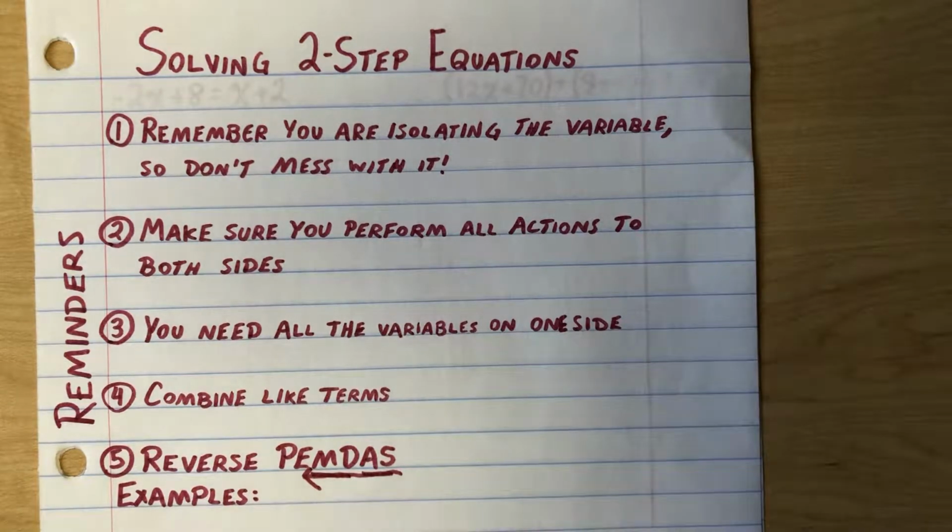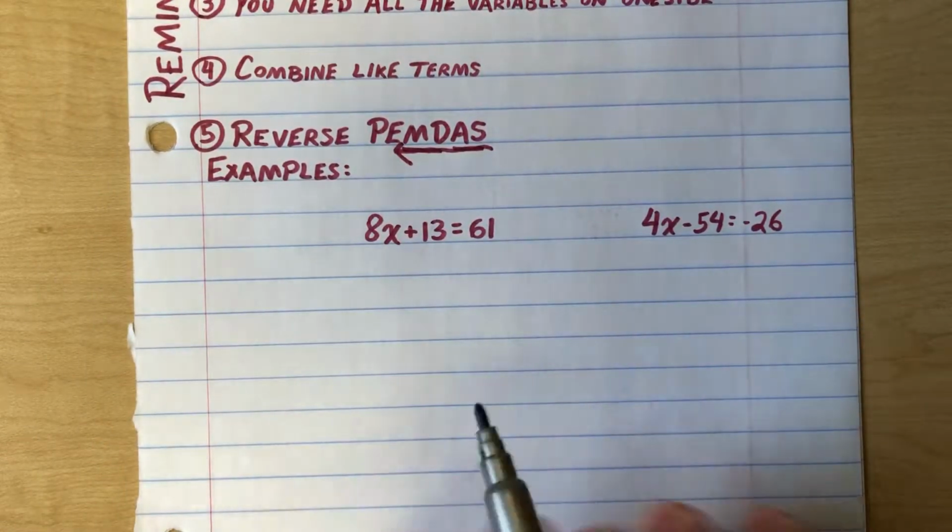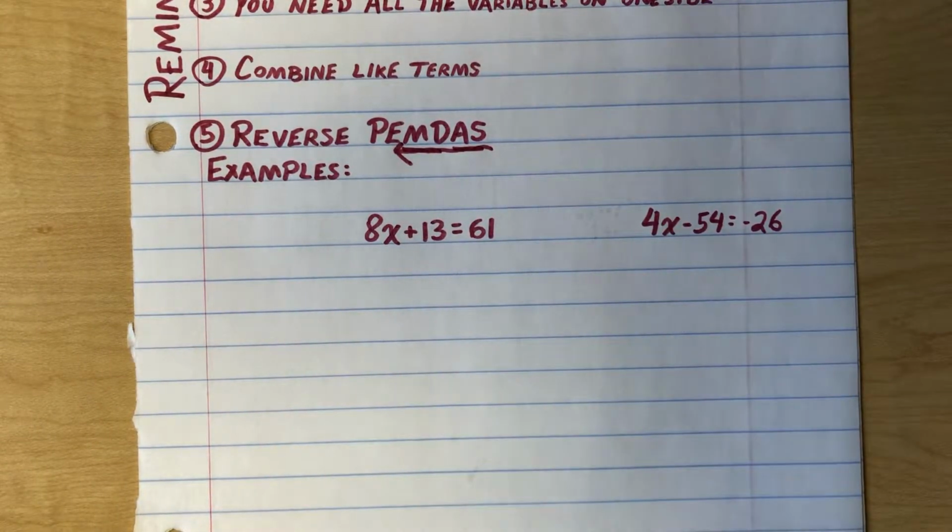Okay, so I'm going to give you guys a few examples. There are 4 examples I want to give, and they're going to go through all of the reminders that I just gave, all right? So first, let's look at this one. 8x plus 13 equals 61.